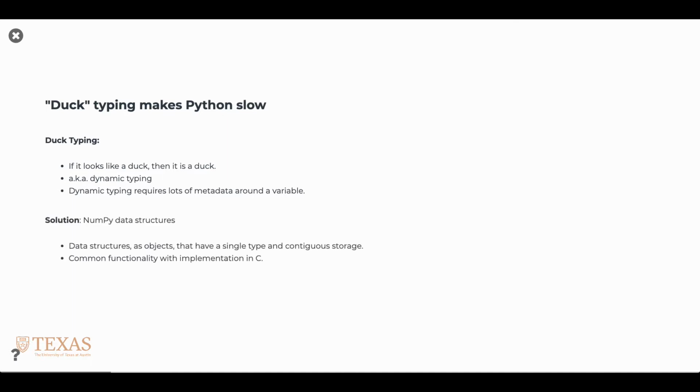And the solution for that is to use so-called NumPy data structures. So these are data structures as objects, right? We know a little bit about object-oriented programming. So these are data structures as objects that have a single type and contiguous storage. Contiguous storage means all the data lays next to each other in memory, and this can be important for minimizing cache misses and other low-level performance issues. It's implemented in C, and if you're careful in the use of NumPy, you can actually expect near C-like speed in performing computations on the entirety of an array.